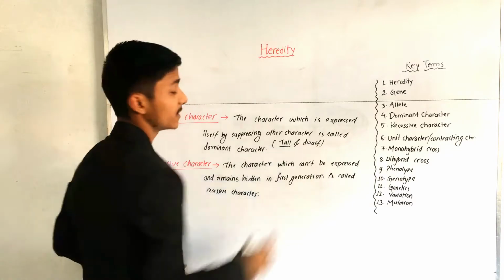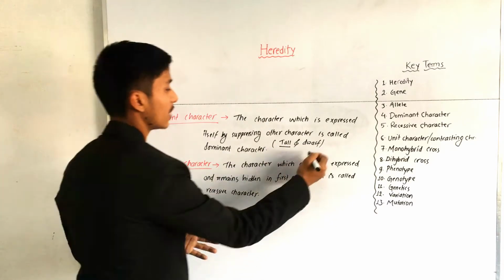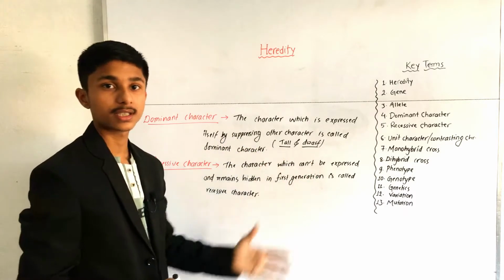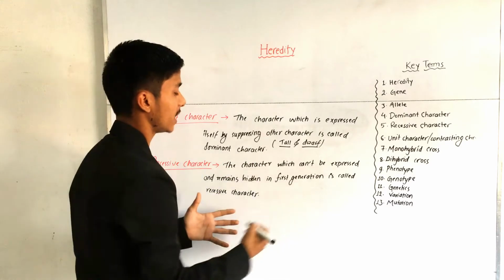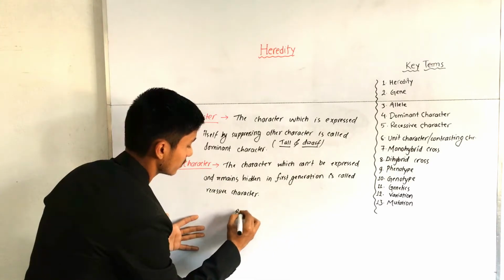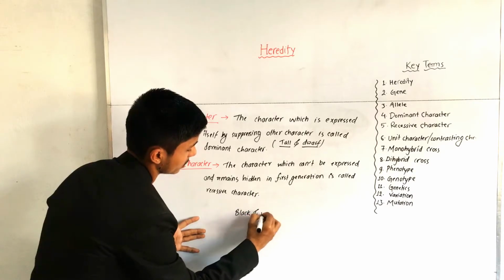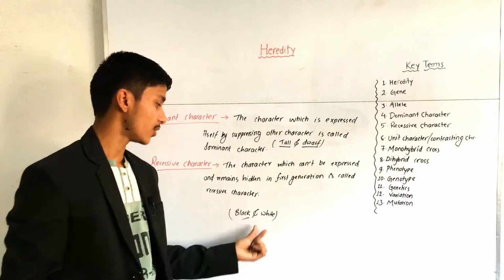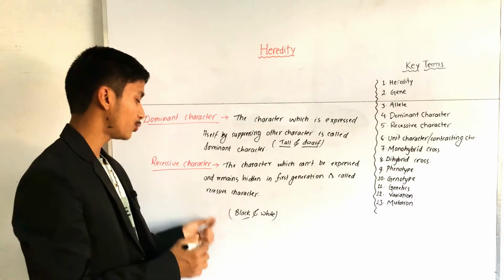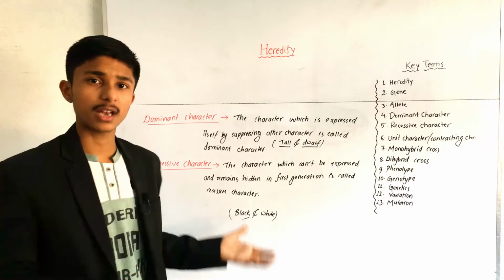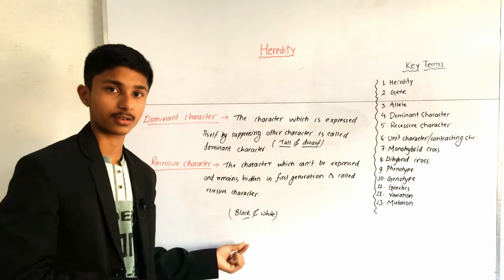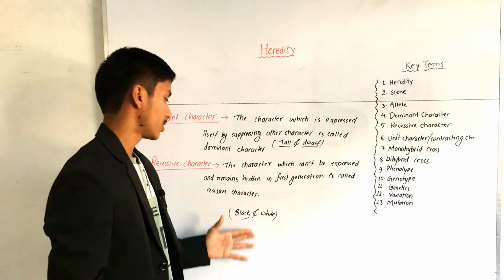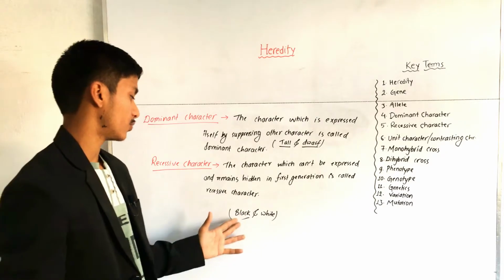Tall is the dominant character and dwarf is the recessive character. Similarly, if we take another example such as black and white, here black is the dominant character and white is the recessive character. If you put white color on black, then it will be black. It means black is dominant and white is recessive.